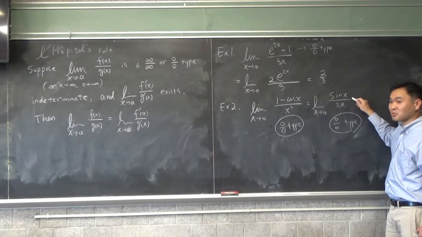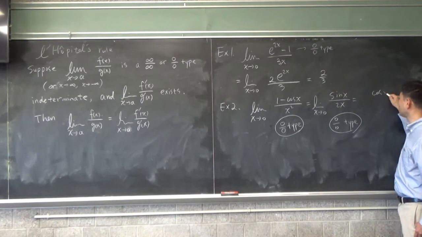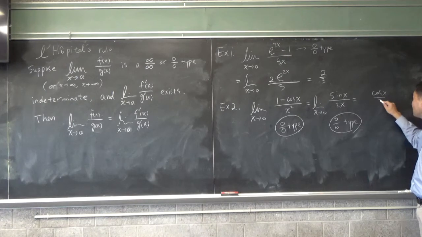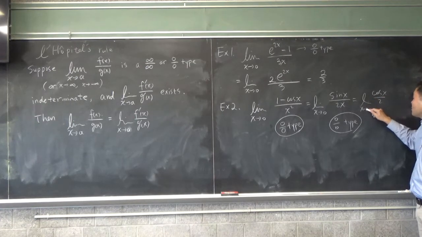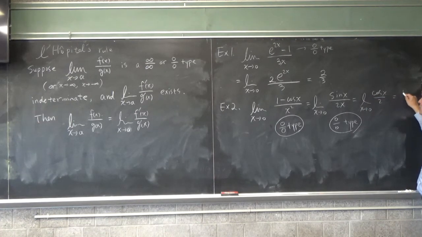So you can differentiate the top, which gives you cosine x, differentiate the bottom, which gives you 2. Take the limit, x going to 0. Cosine 0 is 1, so it's 1/2.